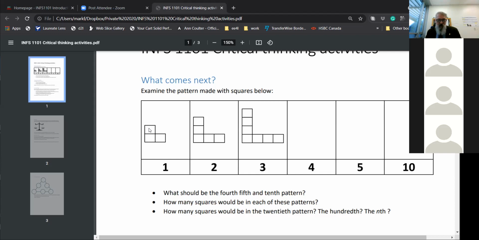So here we have 2 blocks tall, 2 blocks wide, 3 blocks tall, 3 blocks wide, 4 blocks tall, 4 blocks wide, 5 blocks tall, 5 blocks wide, 6, 6. And so number 10 would be how tall? Now we're not adding a block. Now we're looking for the pattern. So the number 10 would be, what would be the shape?